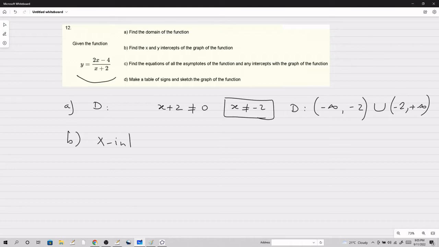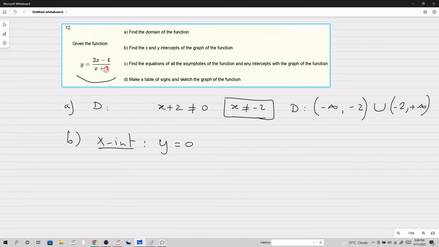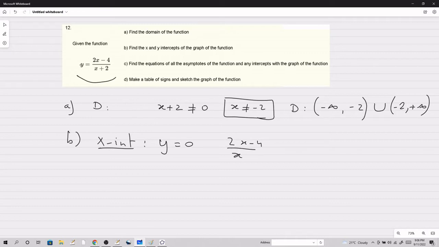Next, the x-intercept. The x-intercept is the intersection of the graph with the x-axis, and therefore on the x-axis y equals 0. So we put y equal to 0 into our function: (2x - 4)/(x + 2) = 0. This gives a numerator equal to 0, and when I solve this, it gives me x equal to 2. This is the x-intercept.